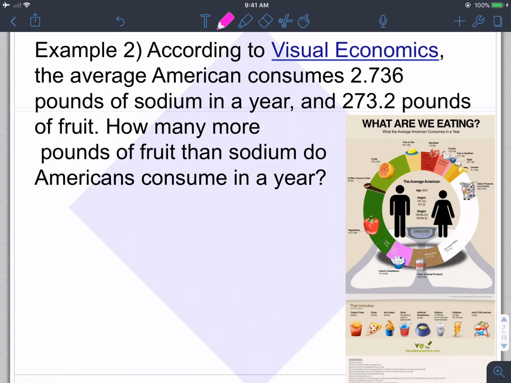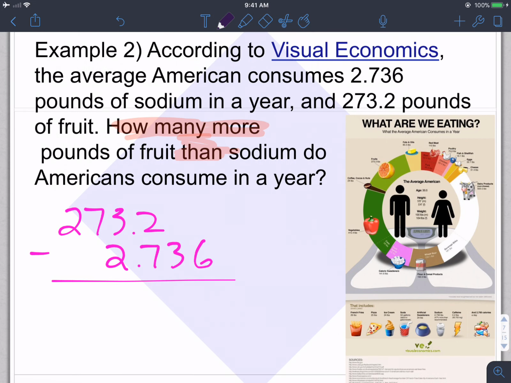How many more pounds of fruit than sodium do Americans consume in a year? So that would be my key phrase. How many more than? So add, subtract, multiply, or divide. Subtract, yeah. Which one comes first? Absolutely. 273.2 minus the sodium, 2.736. So notice how I had to line that up again, right? So you add the 0, 0? Yeah, definitely. Decimal point is lined up.